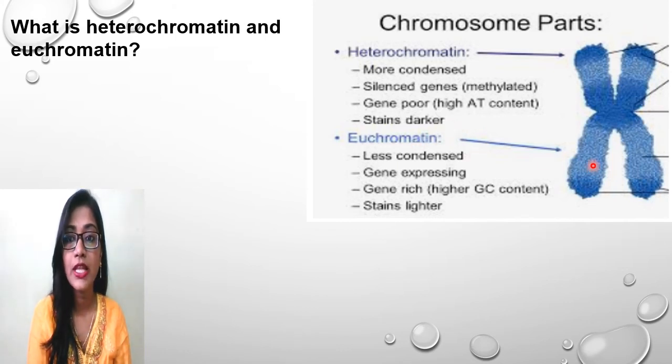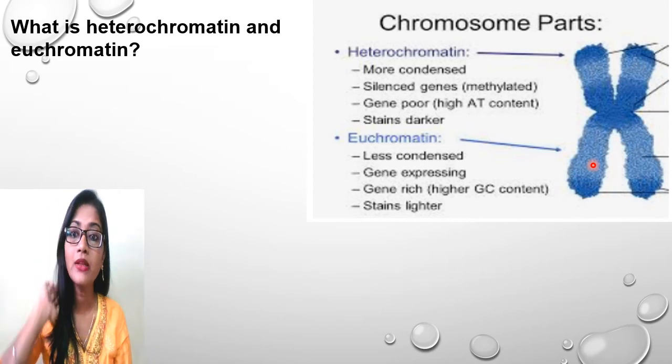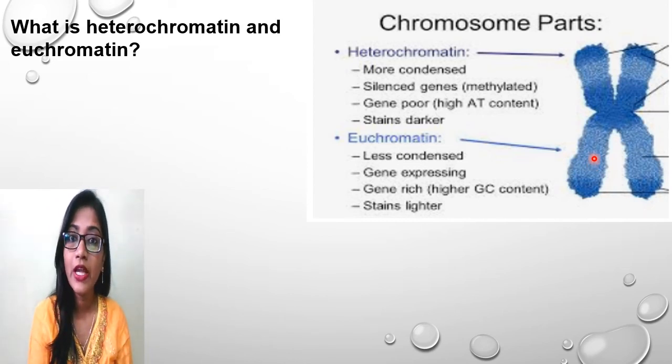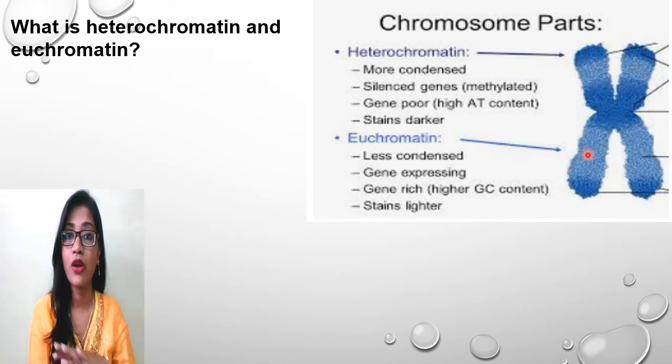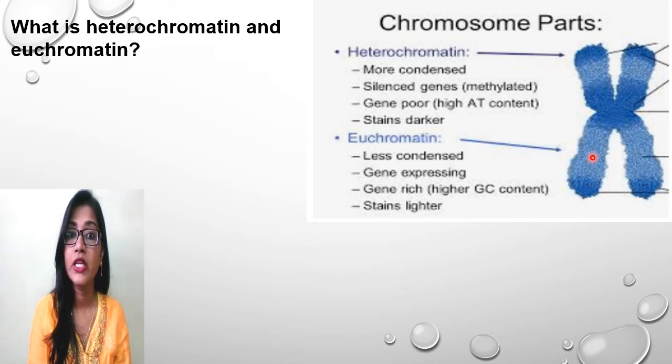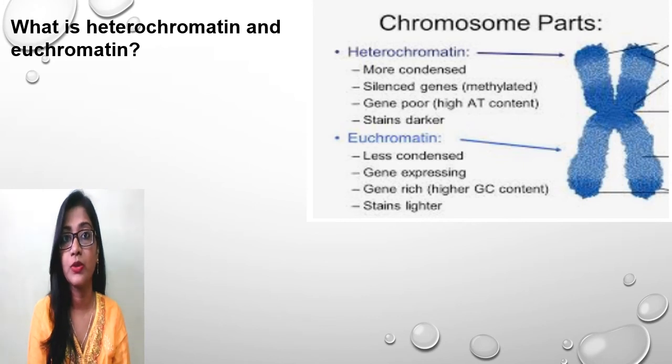Euchromatin is the lighter color band. These genes are less condensed. The genes present in this segment are expressing genes, so they are not silenced, they show their expression. This part is rich in GC content, that is guanine and cytosine, which is high in amount, and it stains lighter. Let's try to understand heterochromatin and euchromatin in the form of a table.